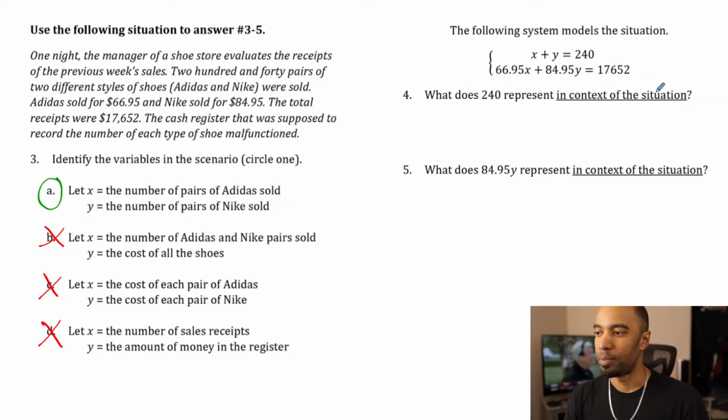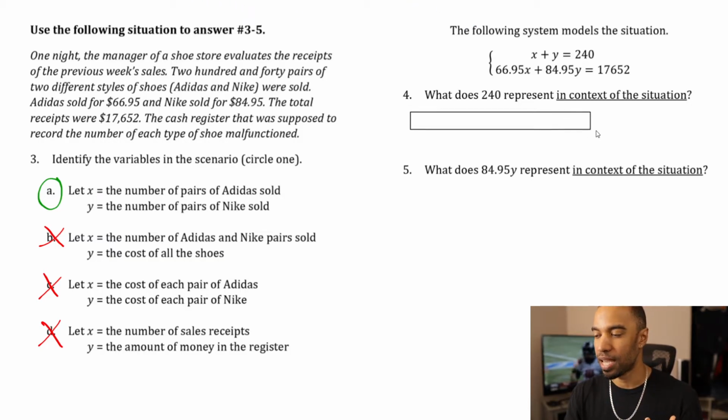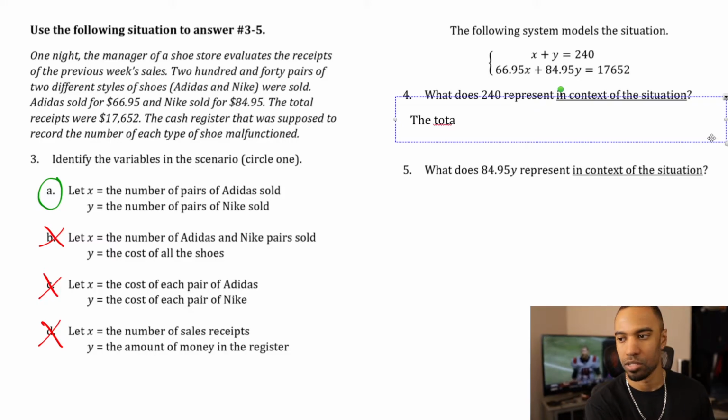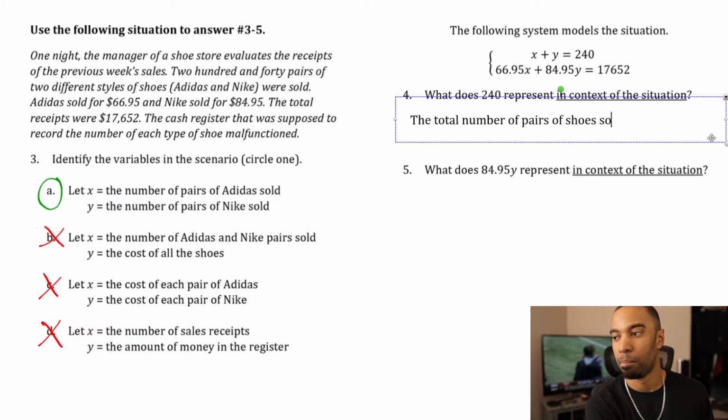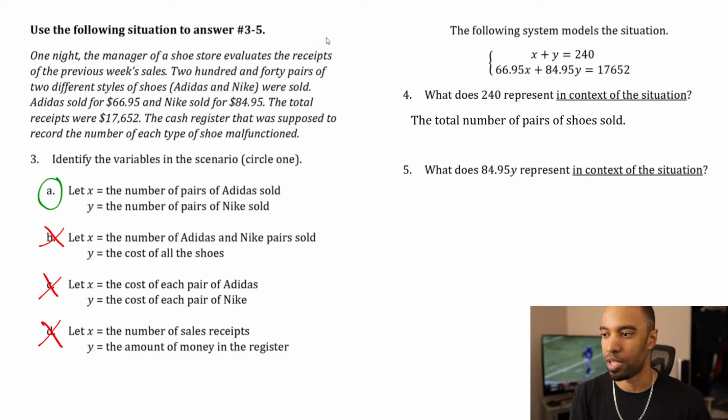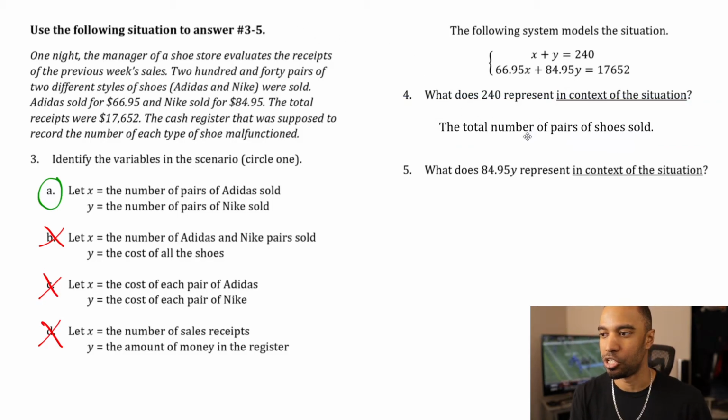What does 240 represent in the context of the situation? Well, as it kind of says in this equation, it's not money, it's the total number of pairs of shoes sold, both from Adidas and Nike. All of it, the total number, not just from one or from the other. The total number of pairs of shoes sold in general. The top equation is about shoes amount. The bottom equation is about dollars amount. Remember, 17,652 was dollars.